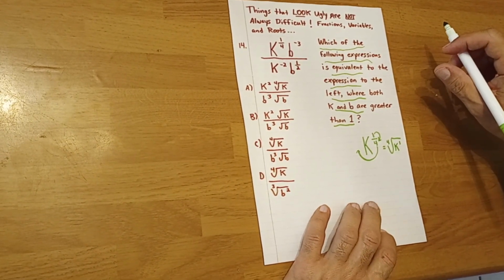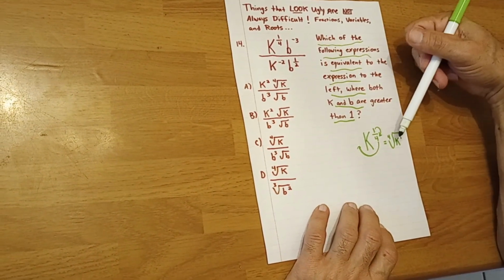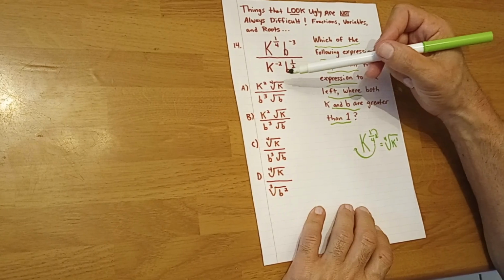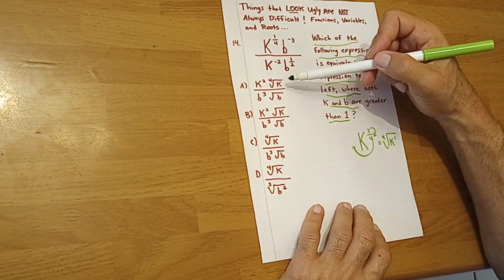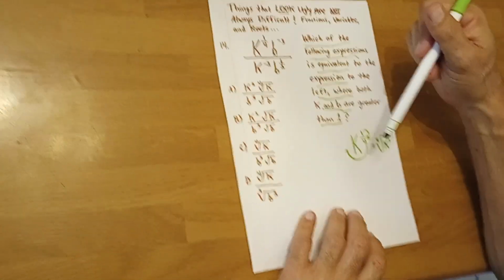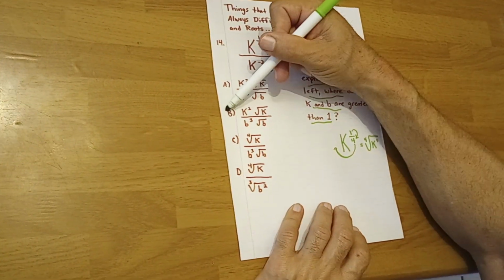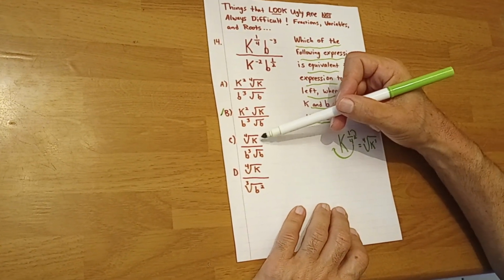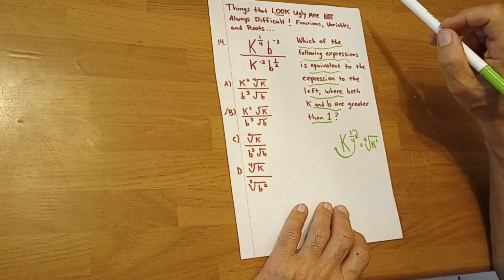But what does that mean? It means that the numerator must have the 4th root of k as part of the answer. So if we look at answer A, that does indeed have that, so we'll leave it. If we look at answer B, there's no 4th root of k in the numerator, so we can get rid of that as a possible answer. Here we have the 4th root of k, and here we have the 4th root of k. So let's continue working the problem.